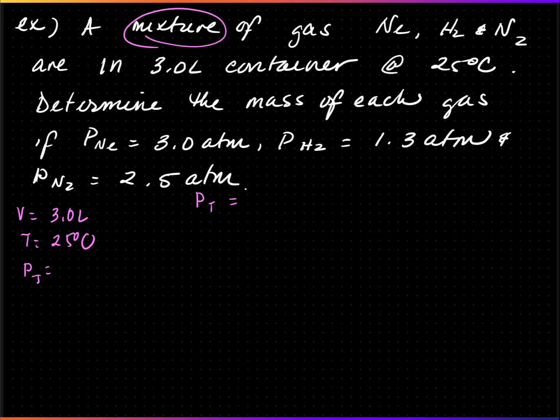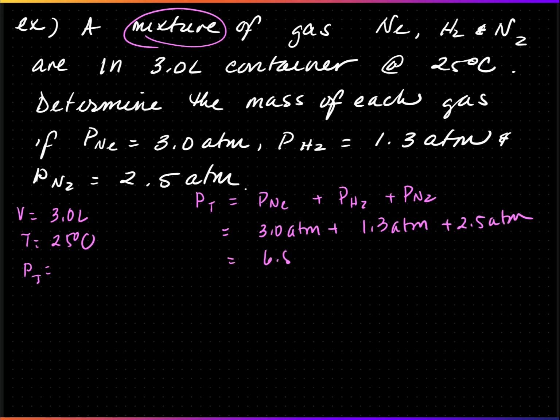So total pressure is going to be the pressure of neon plus the pressure of hydrogen plus the pressure of nitrogen. So this is 3.0 atm plus 1.3 atm plus 2.5 atm, which equals 6.8 atm. And the sig figs are correct.